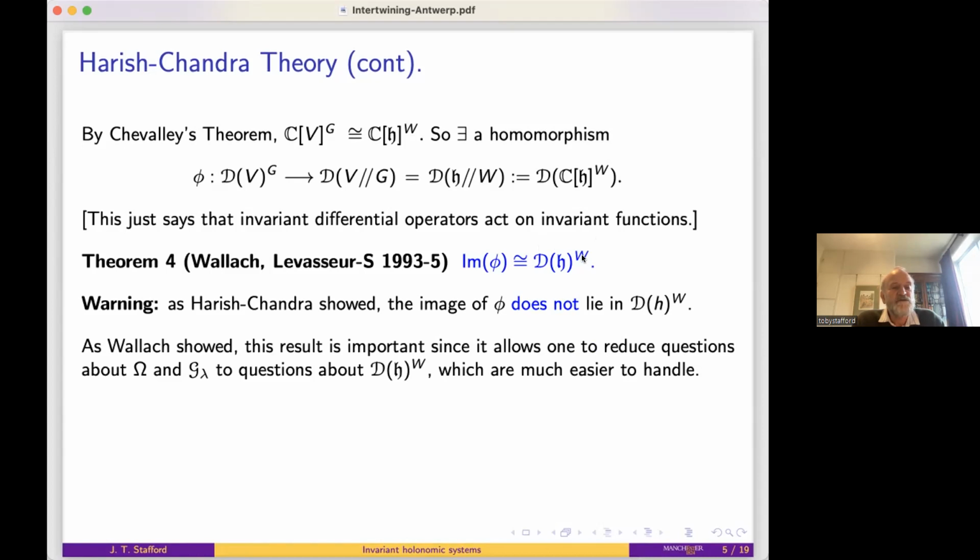And this is important for two reasons. First of all, in terms of Harish-Chandra's work, it allows you to reduce questions about omega and G lambda to questions about D(h)^W, which, since you've got a finite group, are much easier to handle. And that in turn gives you extra useful ways, and he was able to use this to get important results about, for example, Springer theory.